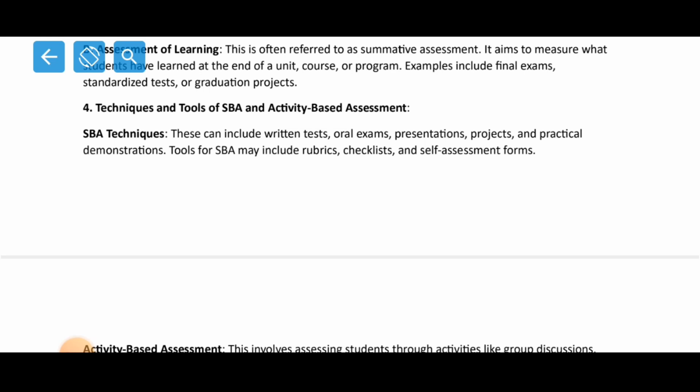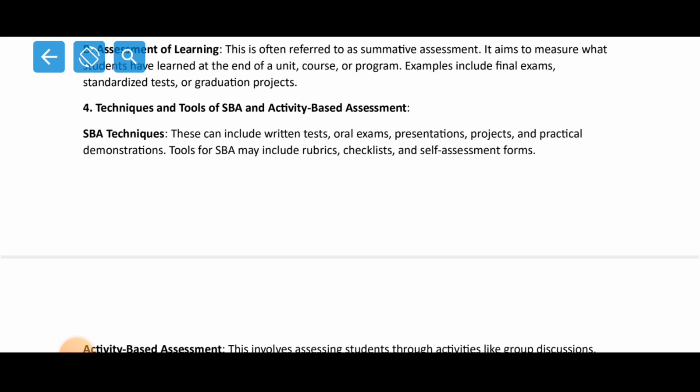These can include written tests, oral exams, presentations, projects, and practical demonstrations. Tools for SBA may include rubrics, checklists, and self-assessment forms. See, very clearly it is said here that school-based assessment techniques include what? It includes written test. We can assess the students through written test, how much they can score, how well they can write, how can they represent themselves, right? Then oral examinations for smaller classes. For smaller classes, we do not need to take the written test, we can do it orally, right? Then presentations for bigger classes, you can ask them to present in front of the whole class.